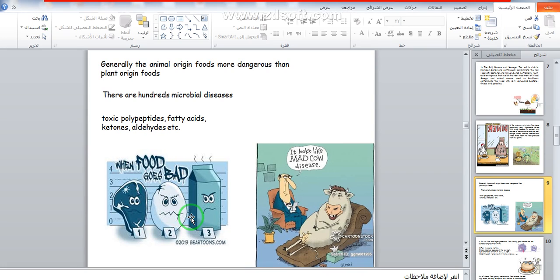animal origin foods, milk, egg, meat, produces toxic chemicals to humans, like toxic polypeptides, fatty acids, ketones, and aldehydes.